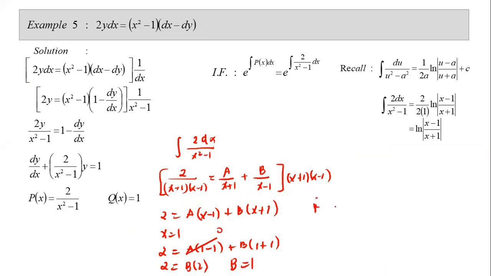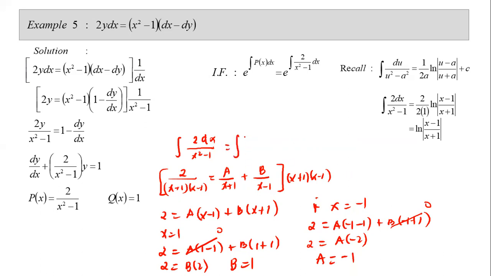And if x equals negative 1, so you have 2 equals a times negative 1 minus 1 plus b times negative 1 plus 1. And again, this will become 0. This is negative 2. So you have 2 equals a times negative 2. Therefore, a is negative 1. And this can now be written as the integral of a, where a is negative 1 over x plus 1, plus b, where b is 1 over x minus 1, then dx.